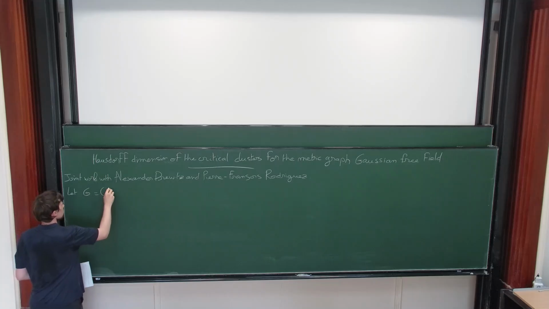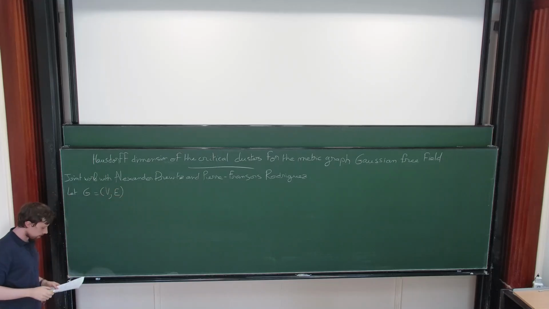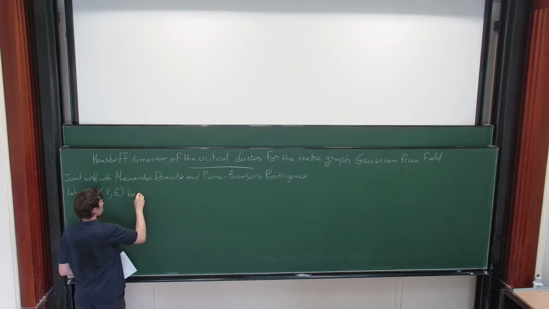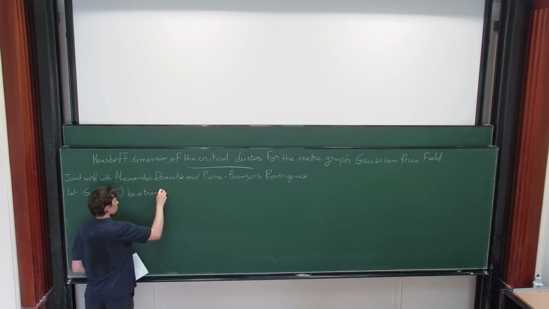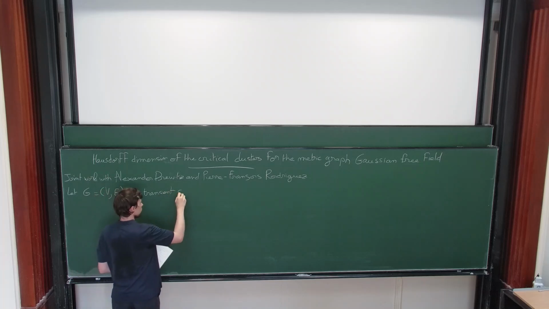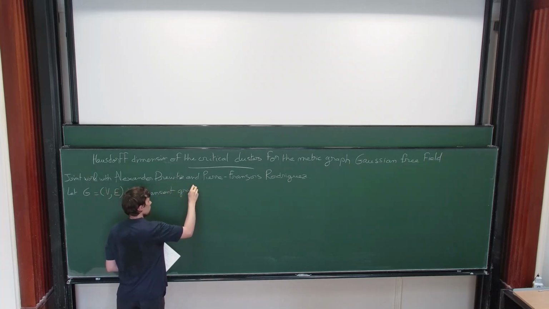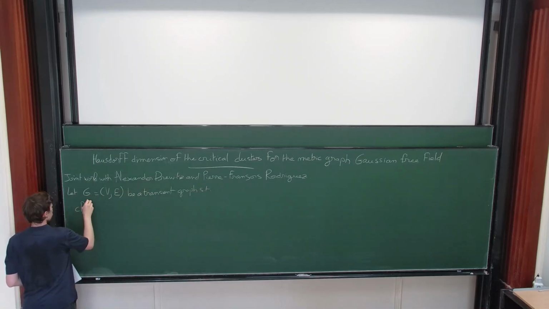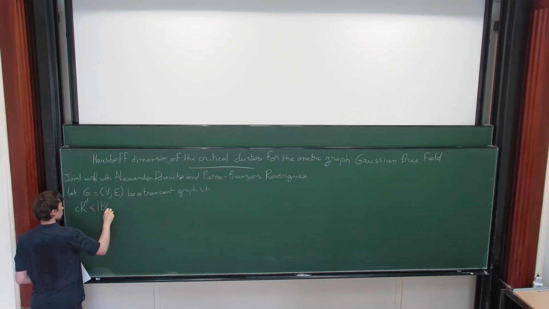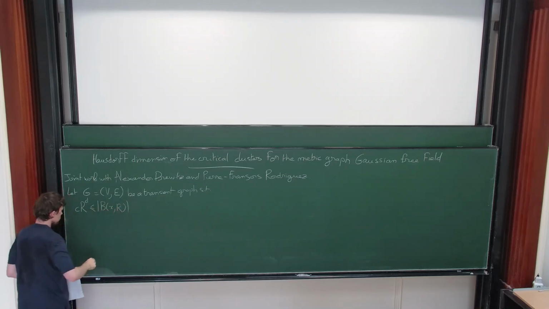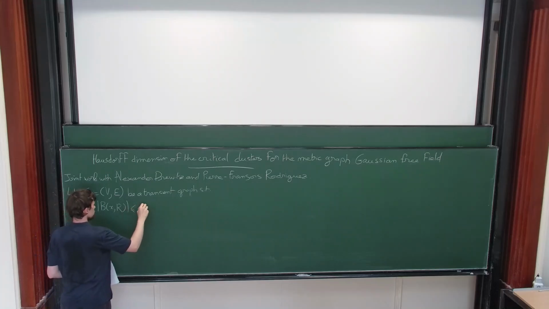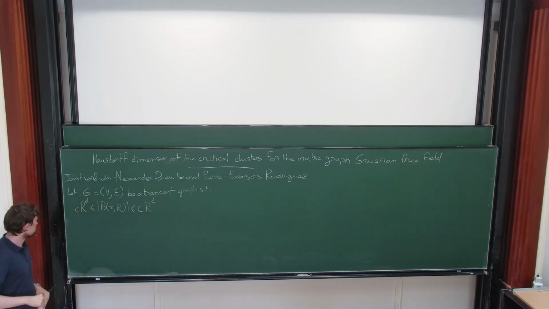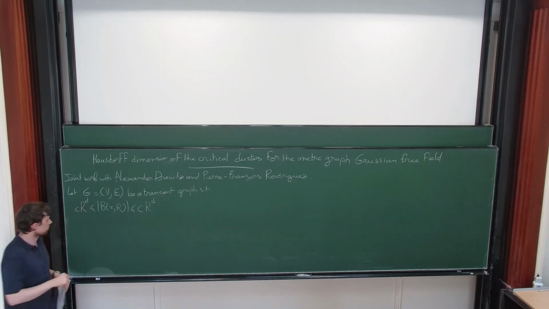Let me know if you cannot read, I can write larger. So I will consider a graph. I will always assume that it's transient, to be able to define my Gaussian free field. And I'm going to put two assumptions on my graph. The first one is about the volume growth of balls. Their volume, the bar here is the cardinality, grows polynomially fast, up to some constant, with some exponent that is denoted by t.